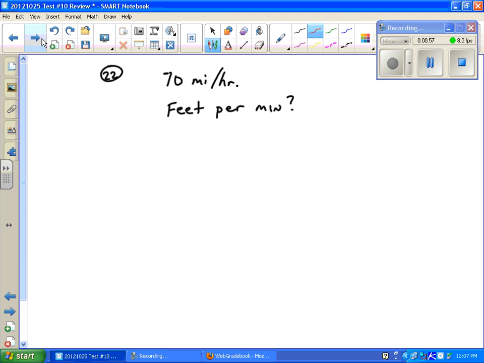Number 22 says 70 miles per hour, convert to feet per minute. 70 miles per 1 hour. You want to convert it into feet per minute. So you have to do 2 conversions, from miles to feet and then from hours to minutes, which we'll do in a second. So to go from miles to feet, you want to make sure miles is at the bottom since it's at the top of the first fraction, which means you need to have feet at the top of the fraction.